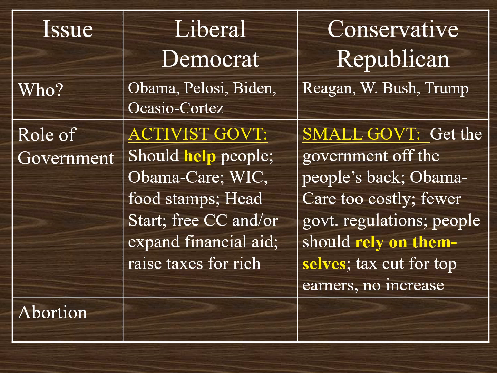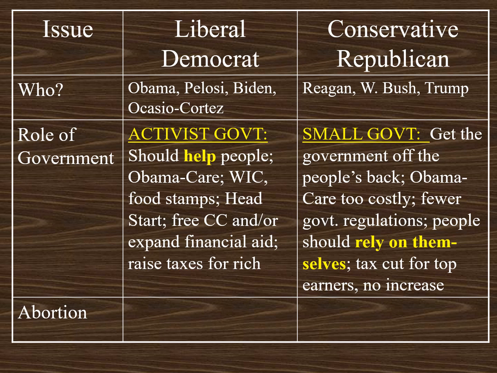Conservative Republicans would take a different approach. Rather than calling for an activist government, they want government to be as small as possible. Get the government off the people's back. There should be fewer restrictions, not more. There should be fewer regulations. Obamacare, it'd be nice to offer health care to everybody, but it's far too costly. Rather than relying on the government for a handout, people should rely on themselves. They should pull themselves up by their own bootstraps.